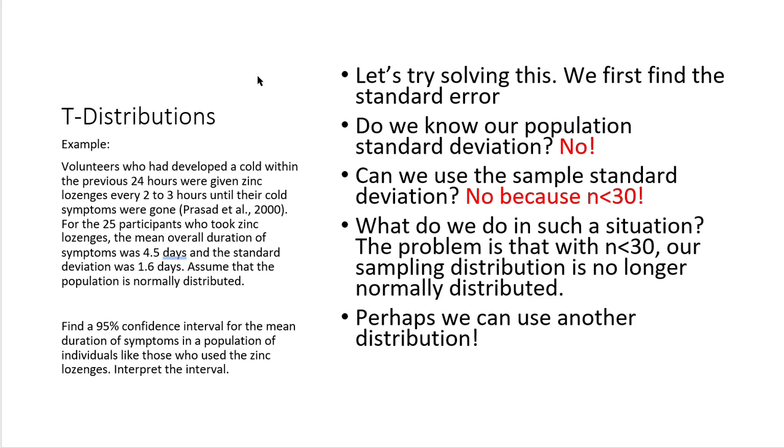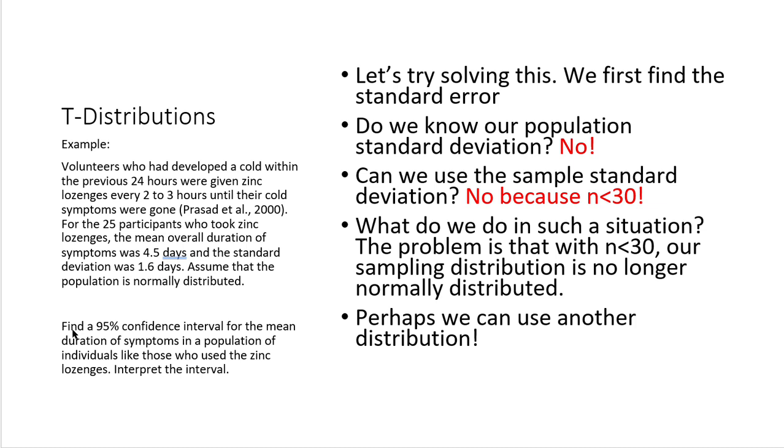All right. So let's look at another example, and let's see if we can try to do it. Volunteers who had developed a cold within the previous 24 hours were given zinc lozenges every 2-3 hours until their cold symptoms were gone. For the 25 participants who took zinc lozenges, the mean overall duration of the symptoms was 4.5 days, and the standard deviation, again, if we're talking about the sample, was 1.6 days. Assume that the population is normally distributed.